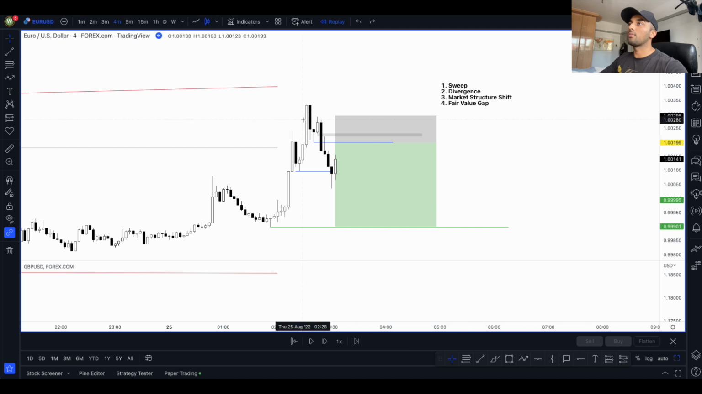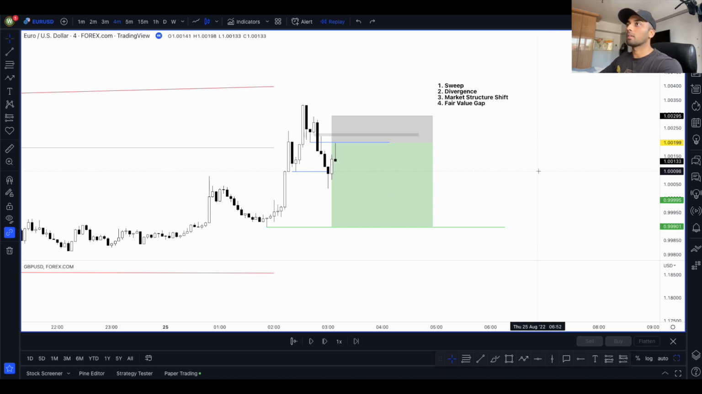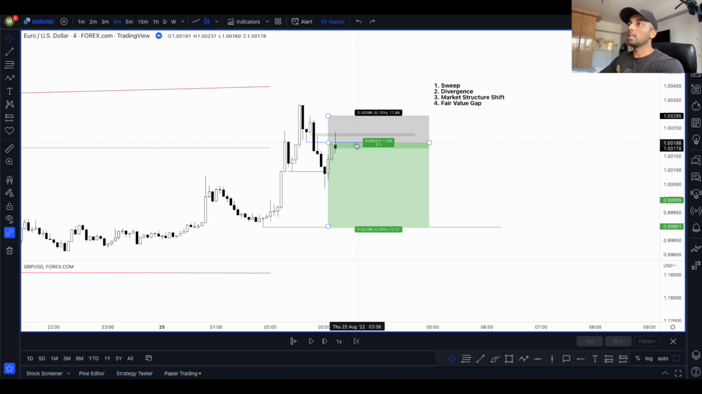Okay, and we've had a fair value gap, which is a gap between candle 1 and candle 3. I'm not going to go too deep into these topics, but this is the very simple trade plan. So I had placed the order over here, and as you can see, price came up, tagged me in, and it actually hit this fair value gap on the M4.